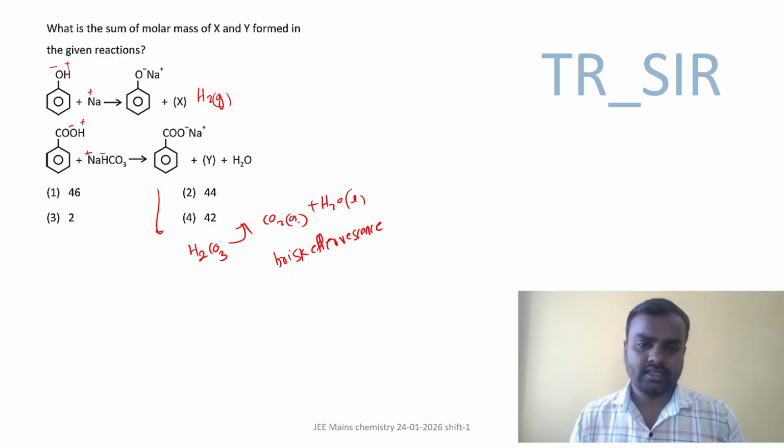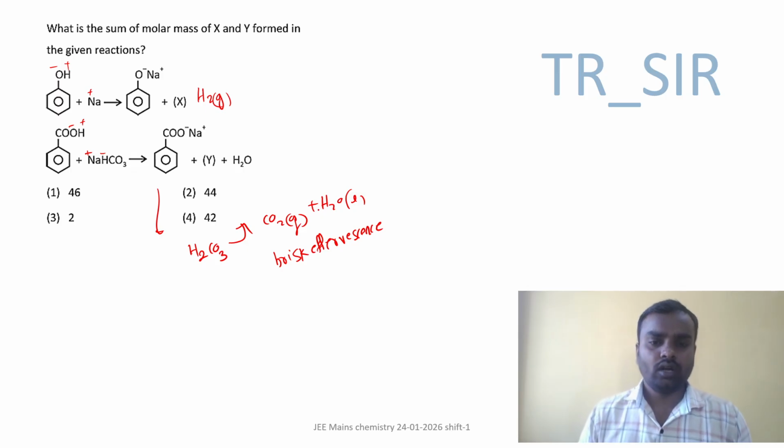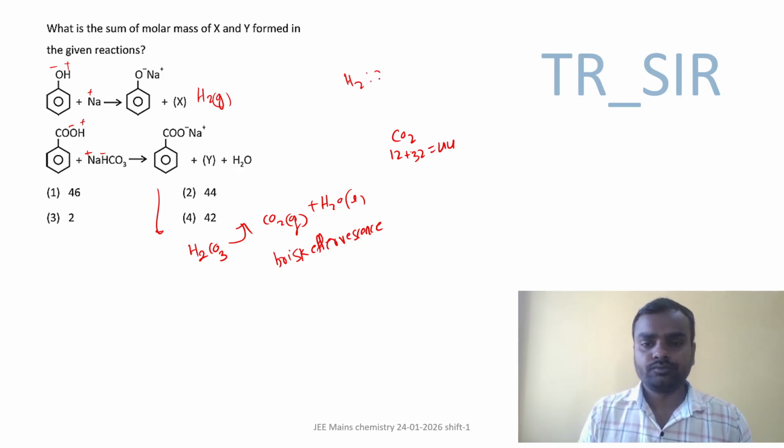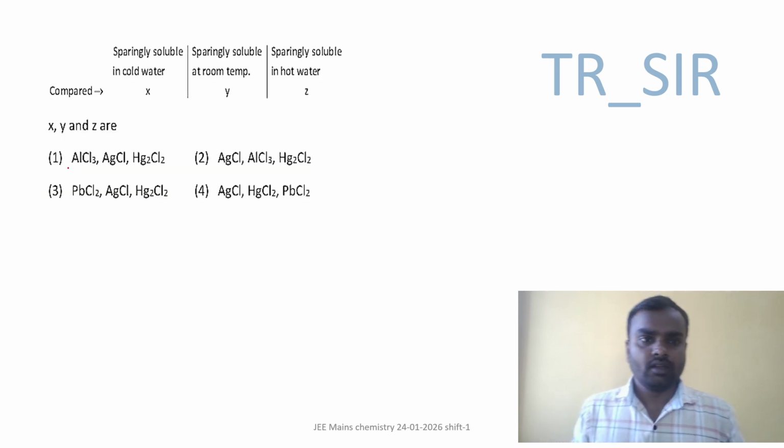This effervescence is the reason that CO2 gas is produced. Molar mass of CO2, how much? Carbon 12 plus oxygen 16 into 2, which is 32. That means 44. Hydrogen 2. So 2 plus 44, how much? 46 is the answer. A is the answer.